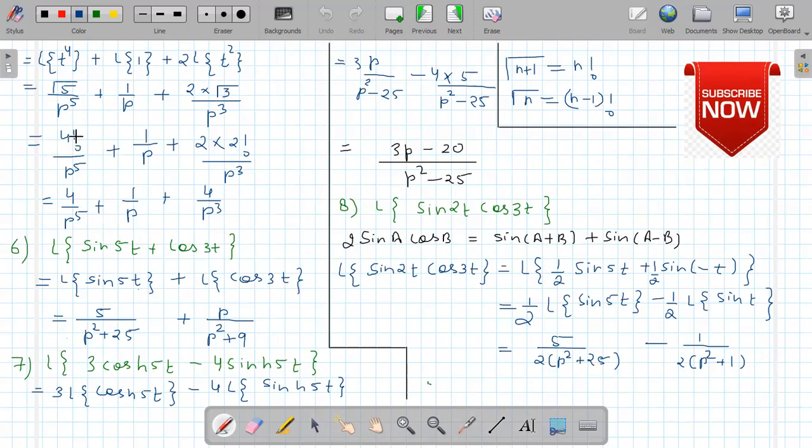Gamma 5 is equal to 4 factorial. Gamma n plus 1, this is a standard formula. Whenever n is a positive integer, gamma n plus 1 is equal to n factorial. So this is gamma 4 plus 1, which is equal to 4 factorial. And gamma 3 is 2 factorial.